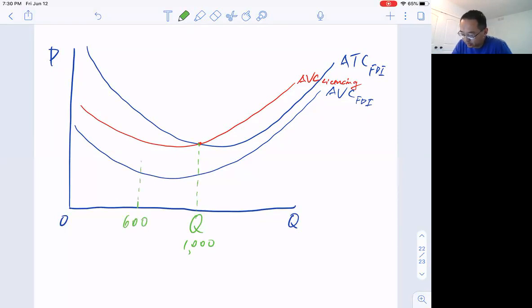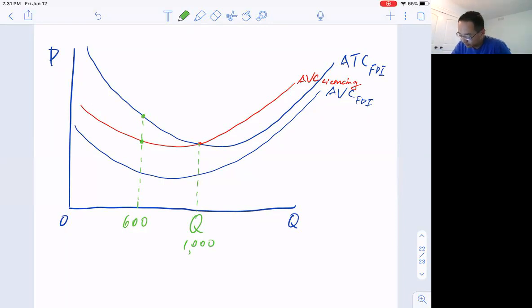You can see at 600, okay, at this level, the cost of licensing is lower than the cost of building your own factory. So in this case, you should just license a local producer that already exists to make your product for you under your brand.